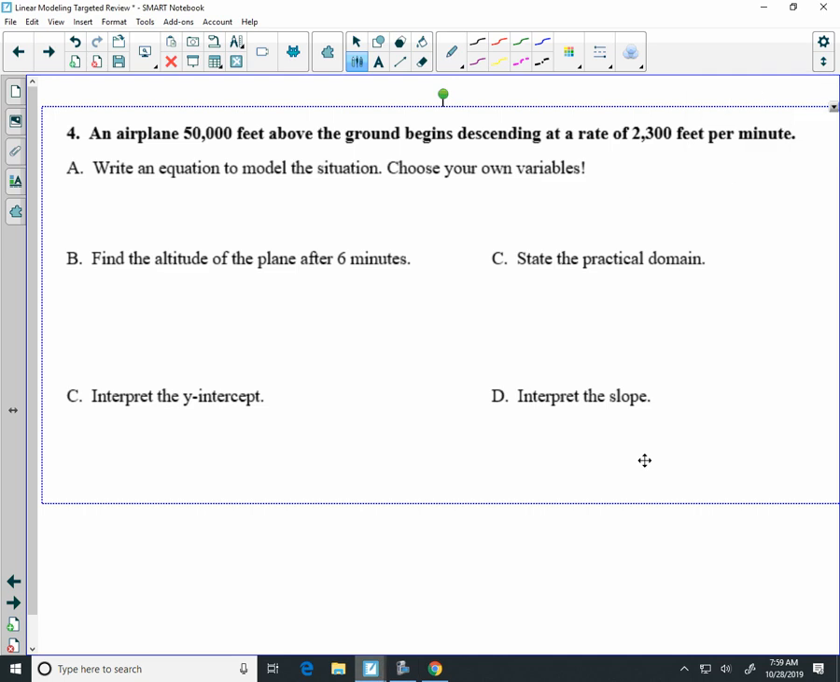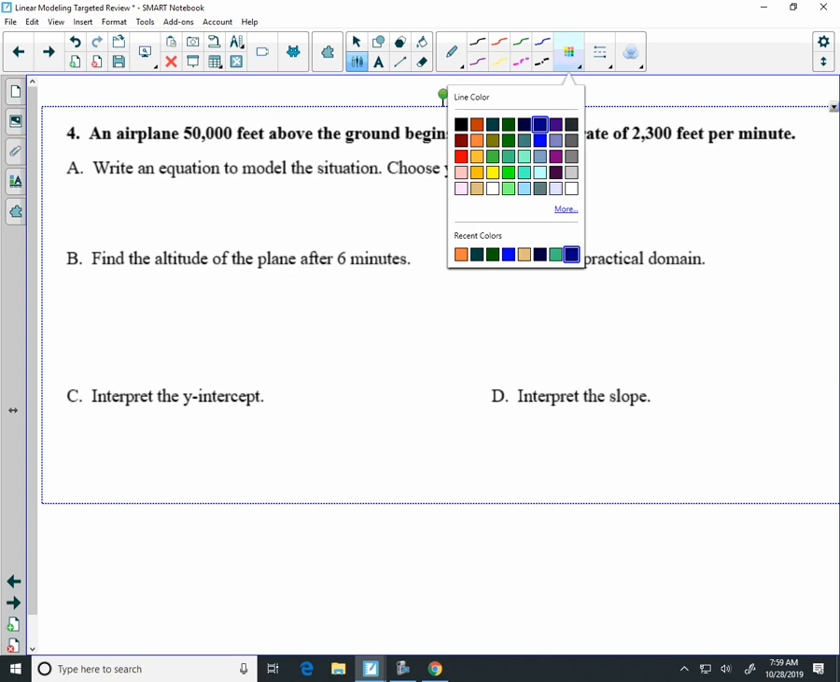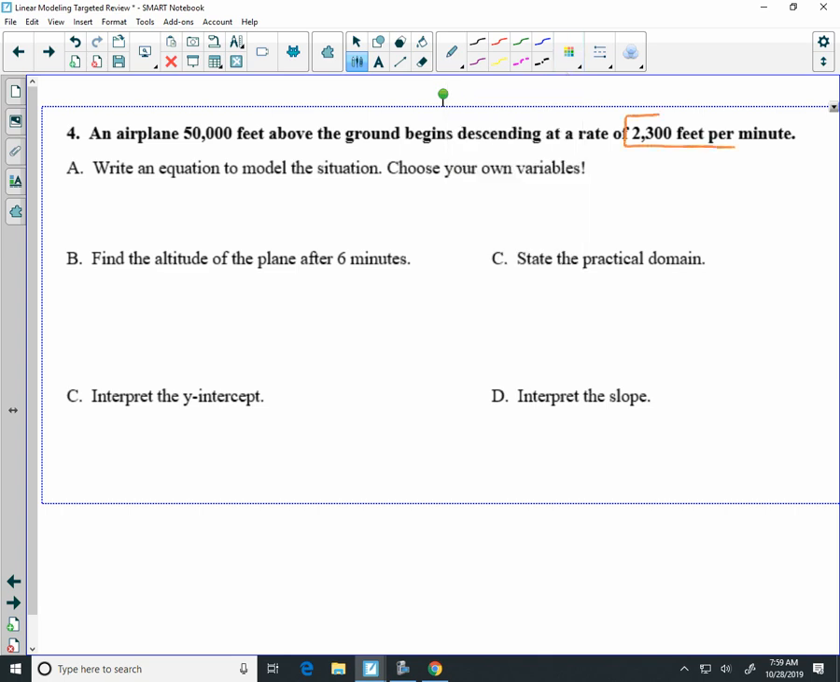Right, number 4. An airplane begins 50,000 feet above ground and is descending at a rate of 2,300 feet per minute. All right, I see "per minute," so that's going to be my slope number. That means that this other number has to be our start. The other word that's really important here is "descending."